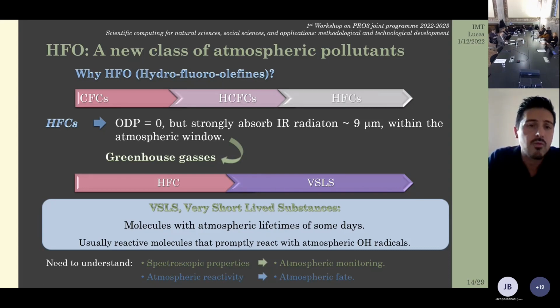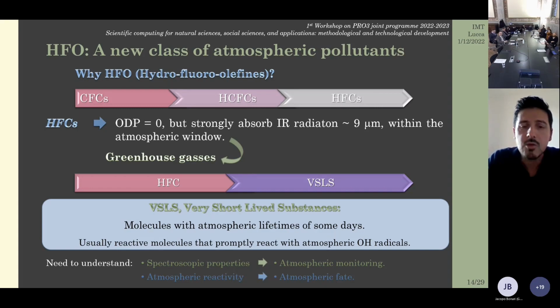Actually, why the interest in hydrofluoroolefins? Basically, because we are currently living a transition from hydrofluorocarbons. Actually, hydrofluorocarbons were introduced, let's say, in the 90s as a replacement for the chlorofluorocarbons as a consequence of the Montreal Protocol.